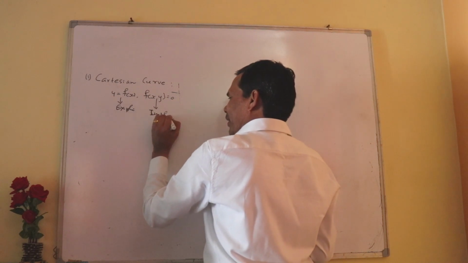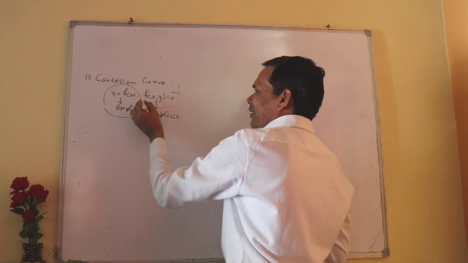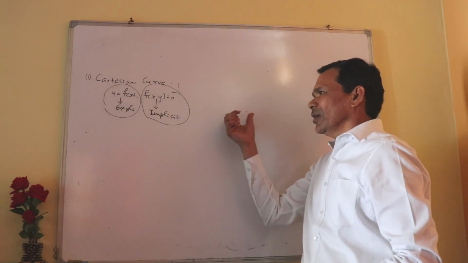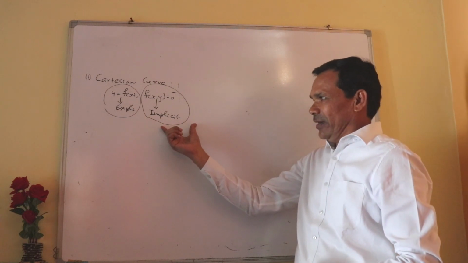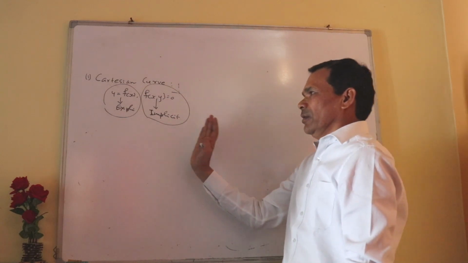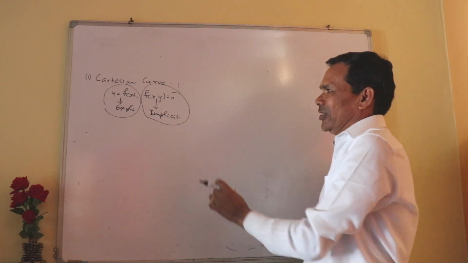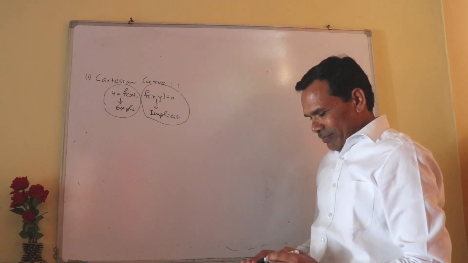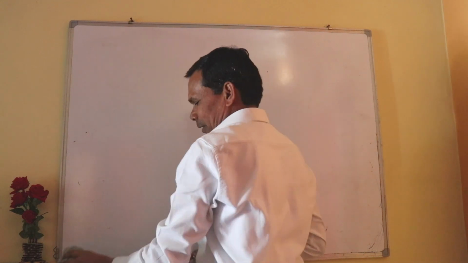Explicit means you can express one variable in terms of the other. Implicit means you can only give the relation between x and y; you cannot express one variable in terms of the other. So in this case it is slightly more complicated to judge the nature of the curve. So, tracing of a curve in Cartesian form.